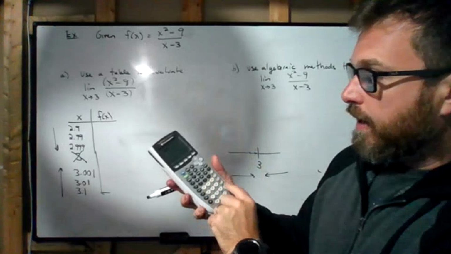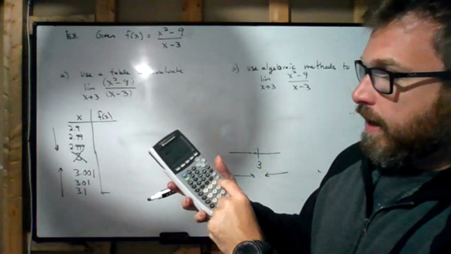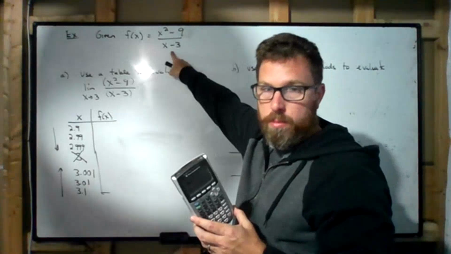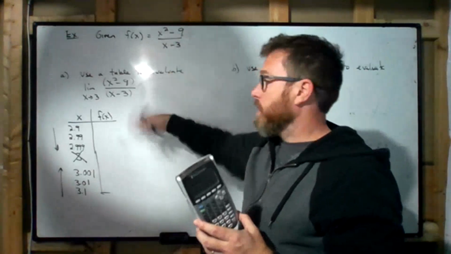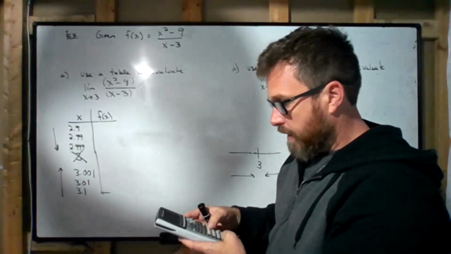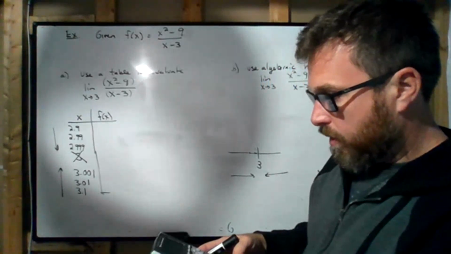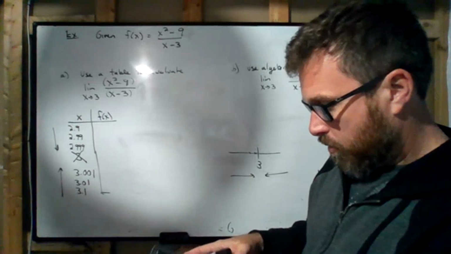So 2.9, enter, 2.99, enter. This is the same thing as plugging 2.9 into this function and doing them all by myself. I just don't want to do it 6 times, so just make your calculator do it for you. So 2.999, boom, okay. And I can come from the other way, so 3.001.